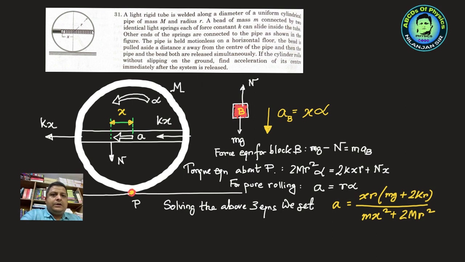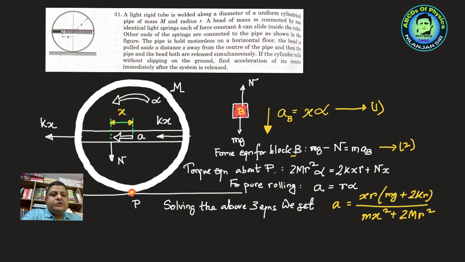Now see here I have written all these equations. One by one: AB is equal to x alpha. Let's write this as equation 1. And the force equation for block B, mg minus N equal to m times AB. Let it be equation 2. And then next is the torque equation about P.